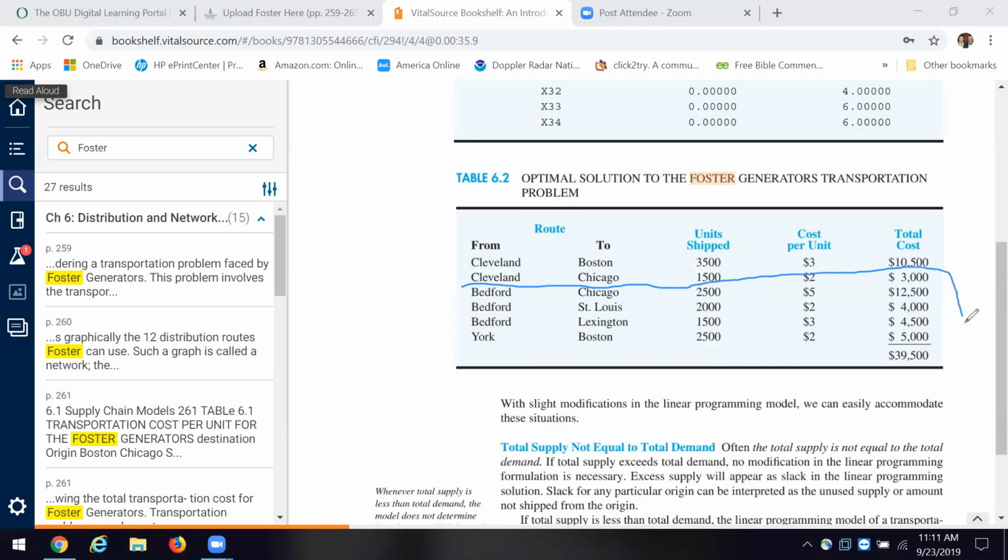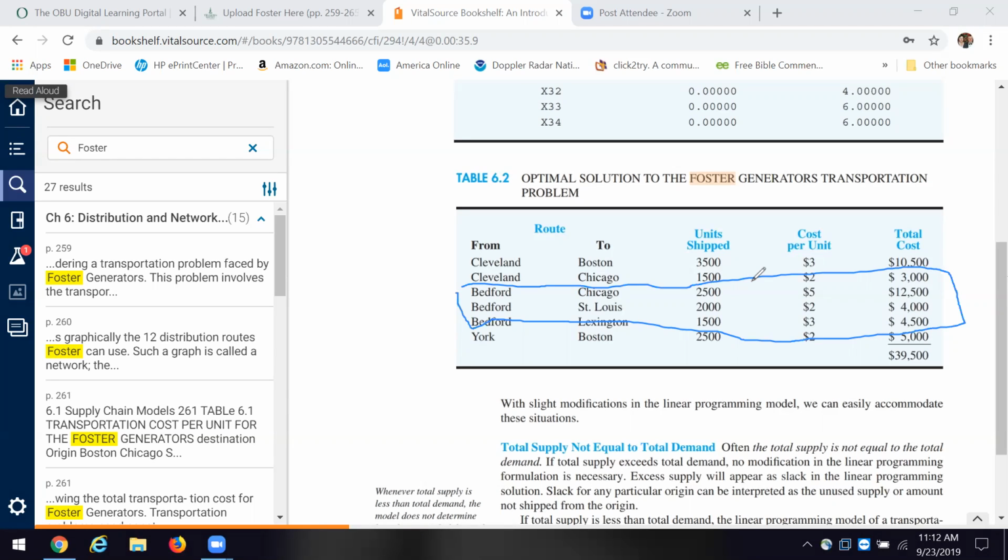Bedford. So if you're going to have a bottleneck occur, it's most likely it's going to occur with the Bedford. Bedford has 3 outgoing nodes. It's servicing 3 different cities. So something happens there, those distribution centers have an issue.